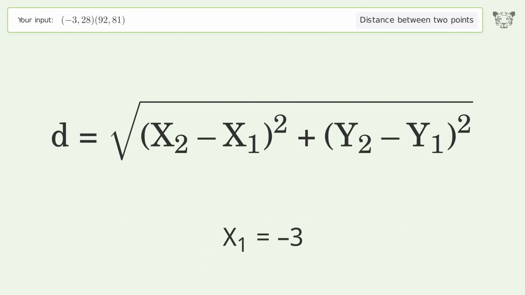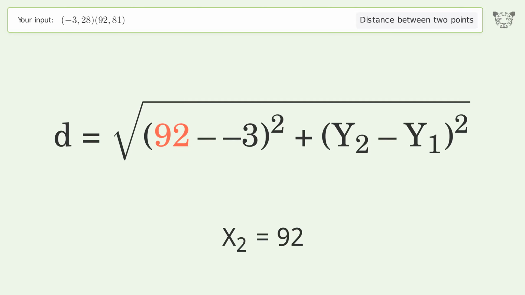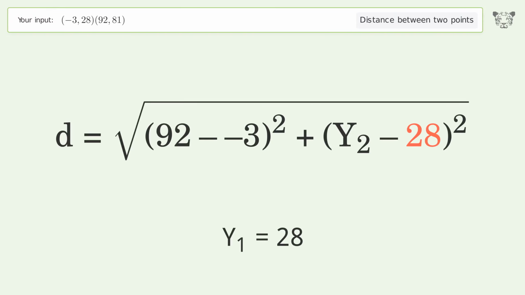x1 equals -3. x2 equals 92. y1 equals 28. y2 equals 81.